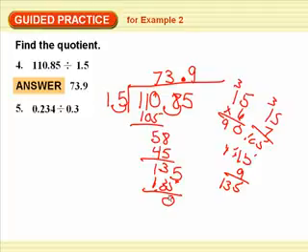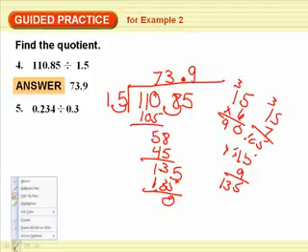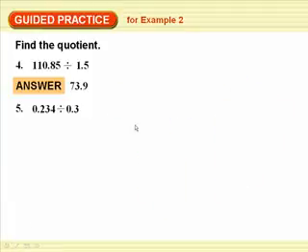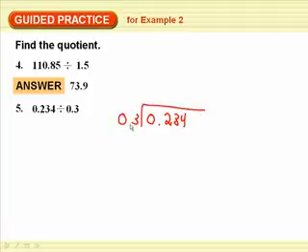So let me erase all that stuff. So we go 0.234 divided by 0.3. So we go over, over and up. 3 won't go into 2, but 3 goes into 23 7 times, which is 21. 24, and 3 goes into 24 8 times. These are nice. They're coming out nice and neat for us. We're not having to do anything with those.